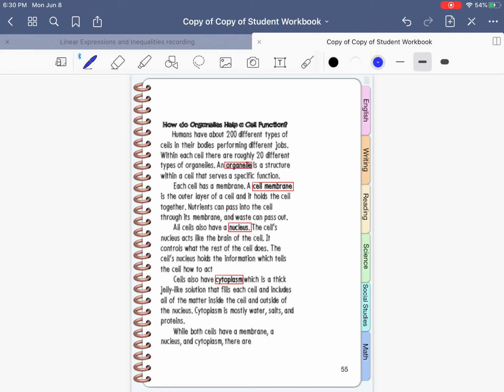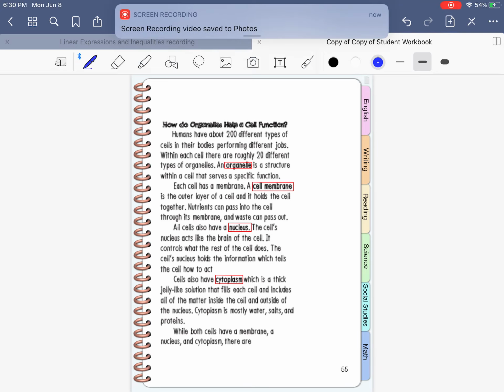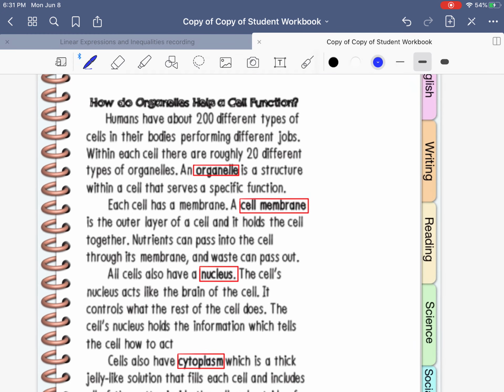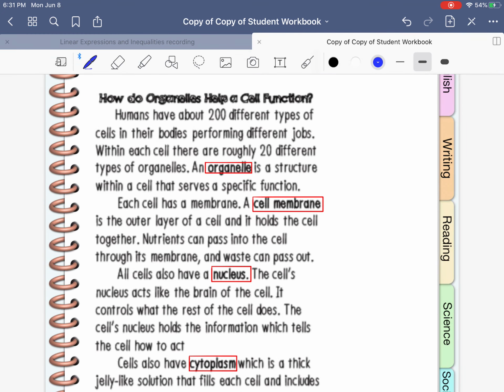In this video, I am on page 55 of the workbook, and we're still studying cells, but we're looking at some specific parts of a cell. And these are terms that you may have never heard before, you may never hear again, but they are important if you're going to work with biology. So page 55 says, how do organelles help a cell function?